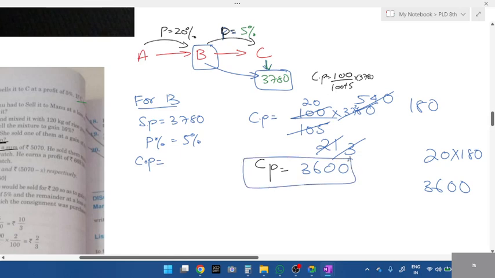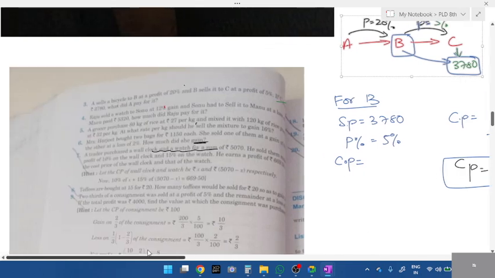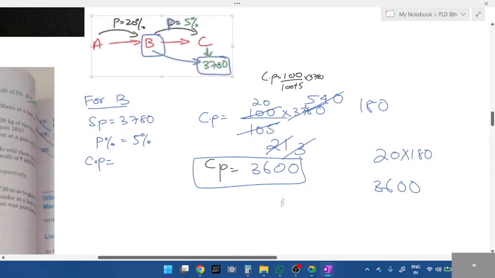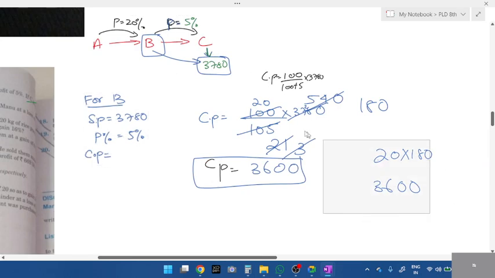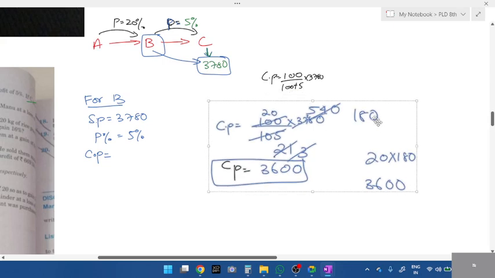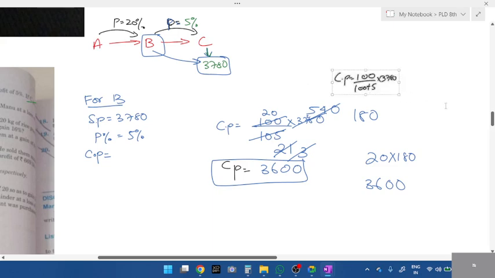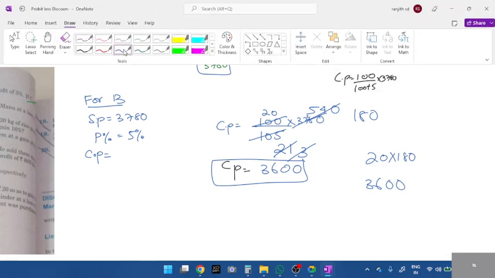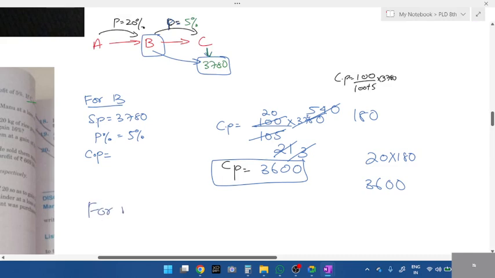What is the cost price for C? 3600? But they didn't ask that question. What have they asked students? What did A pay for it? What do you mean by that? Are they asking A's cost price or A's selling price? When you pay something, is it cost price or selling price? Cost price. So what are they basically telling us to find? Whose cost price they're asking us to find? A's. Very good. Now for A, let us calculate for A.